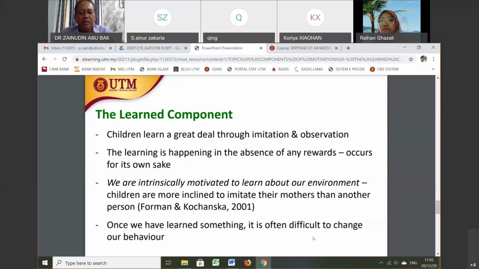The behavior that has been established, when it has been established, it's really hard. Although we can say it still can be changed, still can be modified, you have to put in a lot of effort, right?